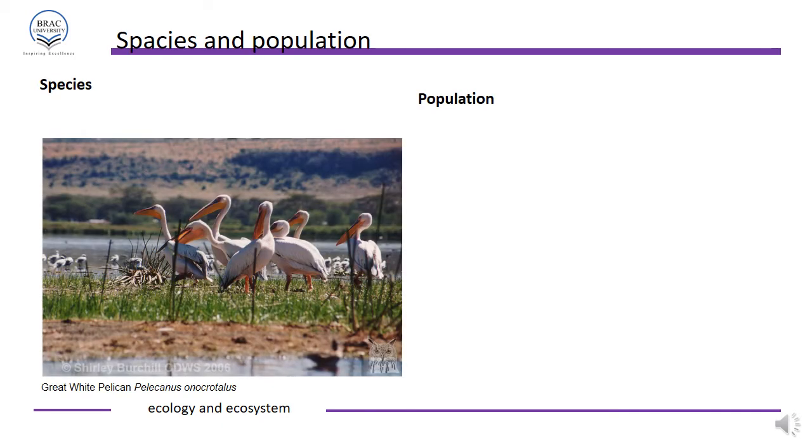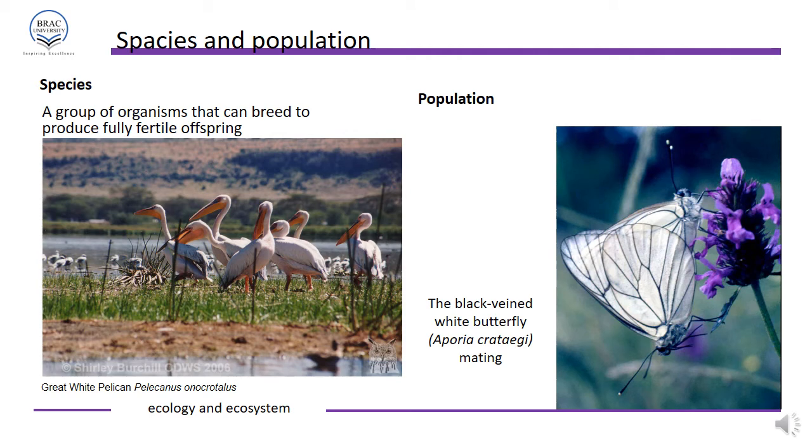So some terminologies are important for us to also understand ecology. For example, species. What do we mean by species? Species is a group of organisms that can breed to produce fully fertile offspring. Sometimes there are exceptions. For example, a tiger and a lion can crossbreed and create a liger, but this is not the usual case.